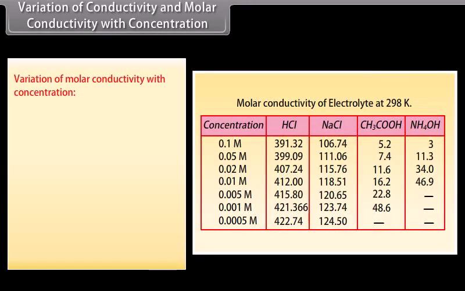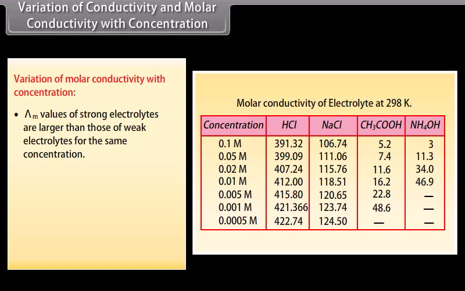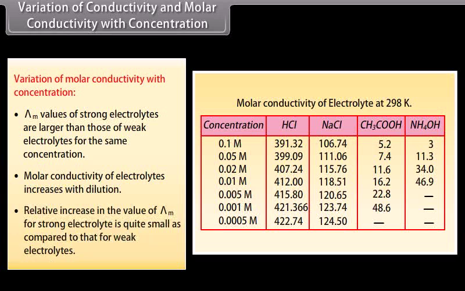Variation of molar conductivity with concentration. Λm values of strong electrolytes are larger than those of weak electrolytes for the same concentration. Molar conductivity of electrolytes increases with dilution. The relative increase in the value of Λm for strong electrolytes is quite small as compared to that for weak electrolytes.